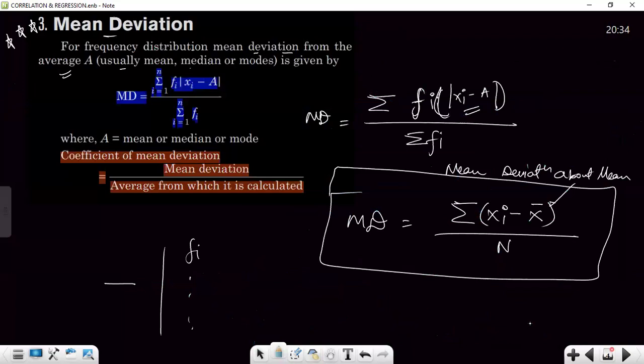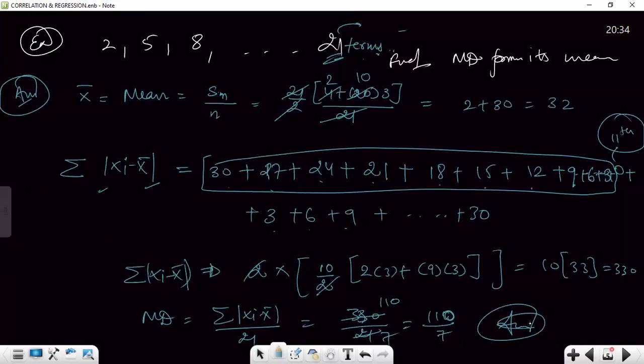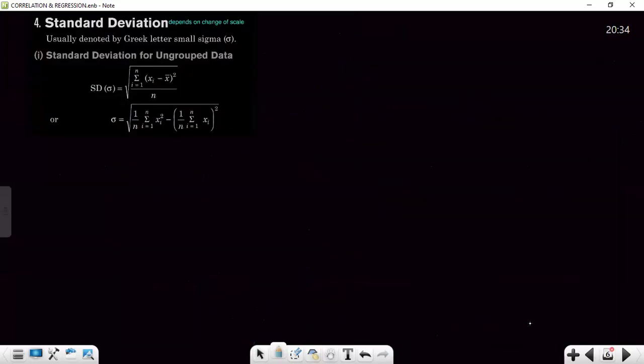And if it is given to find the mean deviation around the median also, we can do so by simply changing the x bar. Next comes the standard deviation.